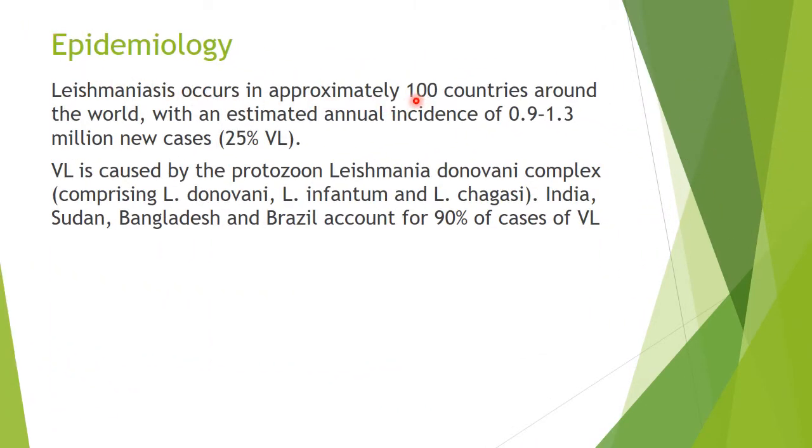Leishmaniasis occurs in approximately 100 countries around the world, with an estimated annual incidence of 0.9 to 1.3 million new cases, out of which 25% are visceral leishmaniasis or Kala-azar. Visceral leishmaniasis is caused by the protozoan Leishmania donovani complex, comprising Leishmania donovani, Leishmania infantum, and Leishmania chagasi. India, Sudan, Bangladesh, and Brazil account for 90% of the cases.